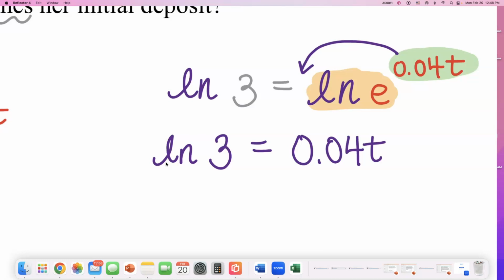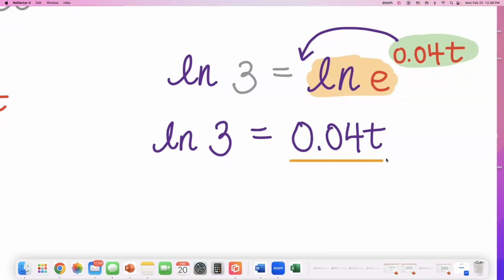So if you multiply this 0.04t by 1, it doesn't really change anything, right? So you can just say that this really cancels out. So you don't really have to write this down anymore. So now, what's the last thing? You divide both sides by 0.04.